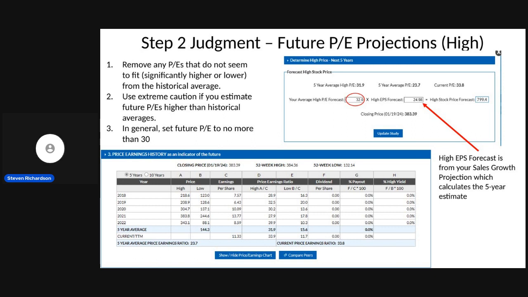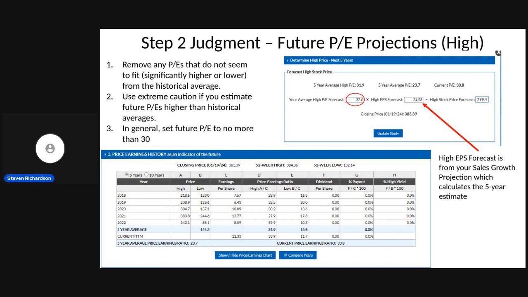Okay, after you've done that and you know where you think your growth is headed for sales and earnings per share, now it's time to estimate the future price earnings projections, the high and the low. This one is the high, and I've got an entire class dedicated to price earnings ratios. So this is just a really quick one for beginners. You remove any price earning ratios that do not seem to fit, significantly higher or lower than the historical average.